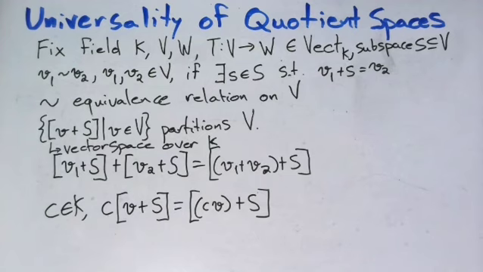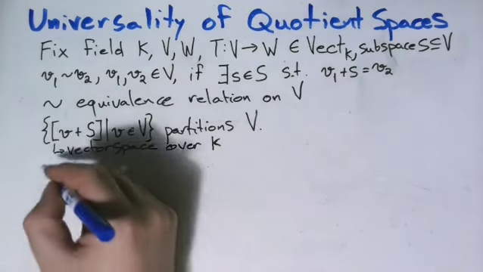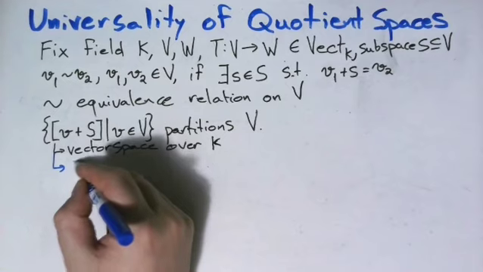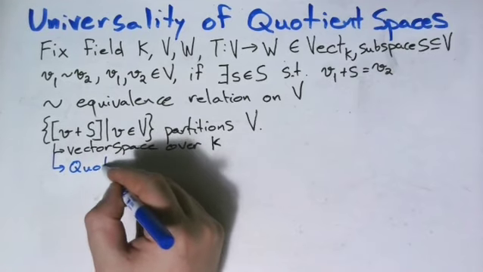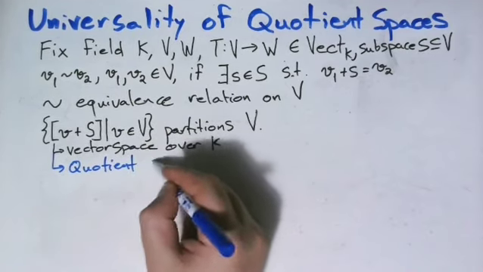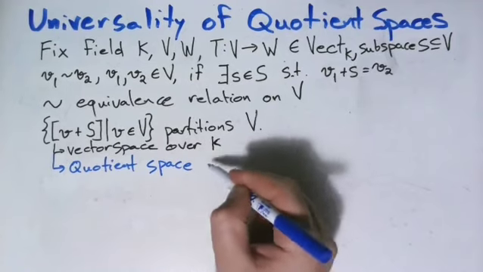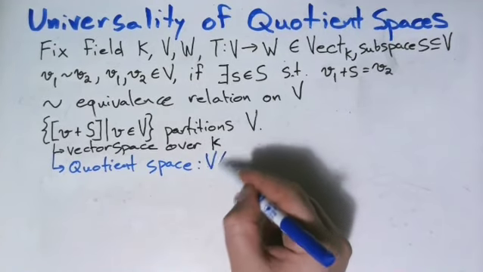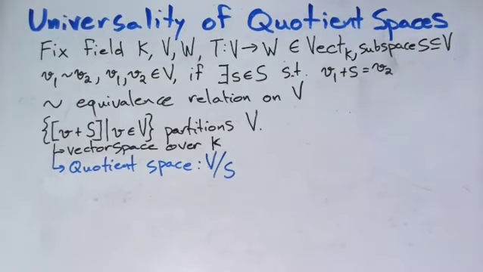We call this vector space the quotient space, and we denote it as V over S. So it's the quotient space of the vector space V over the subspace S.